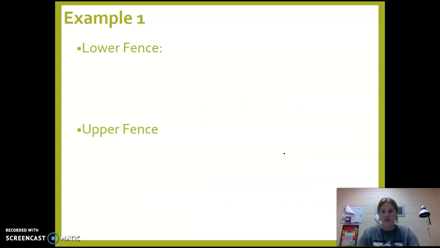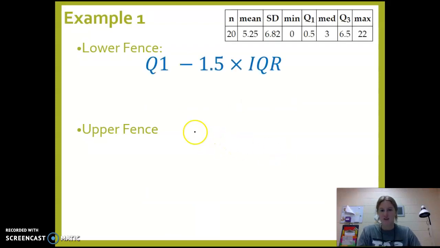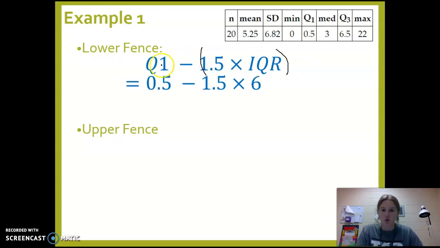So now we need to figure out these fences. Let's do the lower one first. Formula says, take 1.5, multiply it by the IQR, and then subtract it from Q1. Let's just plug in what we know. I know Q1 is 0.5. I know my IQR is 6. We have to remember order of operations. I don't know why these parentheses aren't in here yet, but we're going to do this multiplication first. We're going to take 1.5, multiply it by 6, and get 9.